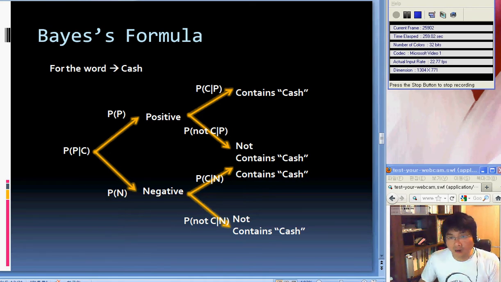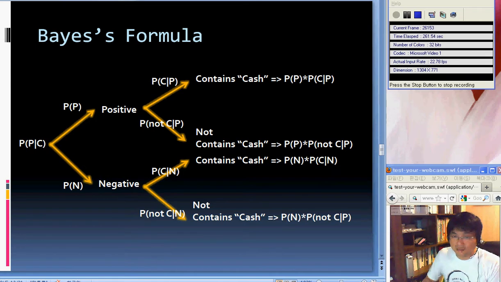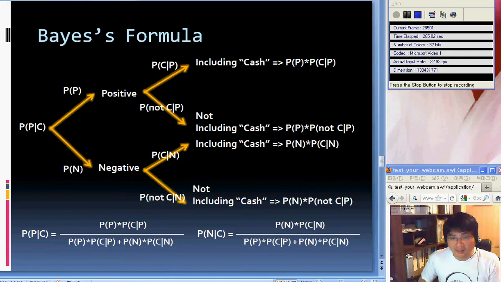At the end of the branch, we can find the intersection, like probability of P intersect C, that becomes probability of event P multiplied by probability of C given P, and also probability of P intersect not C, that becomes probability of event P multiplied by probability of not C given P, and the other two become just like above. So by this theorem, the probability of the tweet that contains the word cache to be positive is like this, probability of P given C, and vice versa becomes like this on the right side.